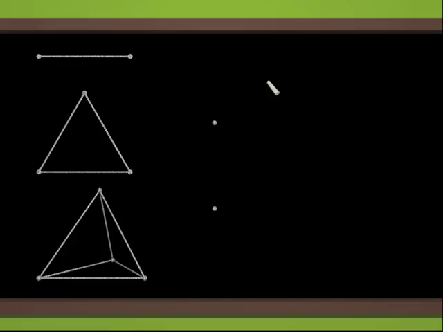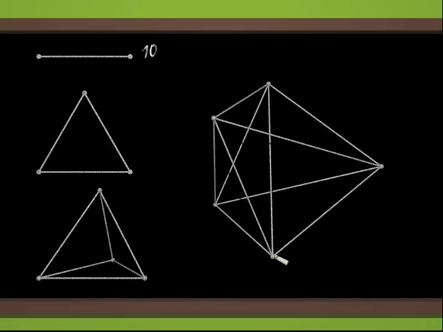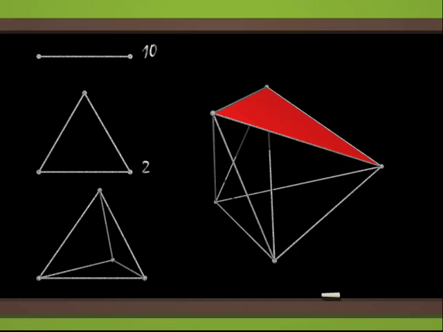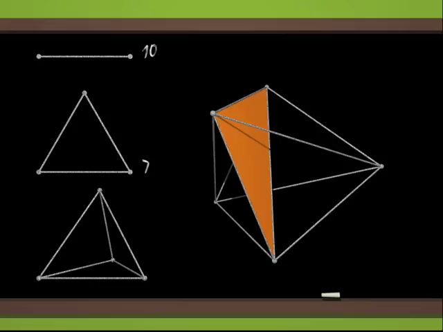Let's go then. For the segment, the triangle or the tetrahedron, an edge connects each pair of vertices. So we have to connect the 5 vertices in pairs. We count 1 edge, 2, 3, 4, 5, 6, 7, 8, 9, and 10 edges. In the tetrahedron, there is a triangular face for each triple of vertices. We proceed in the same way, which gives us 10 faces.